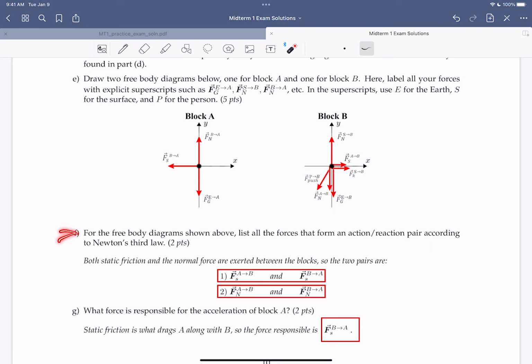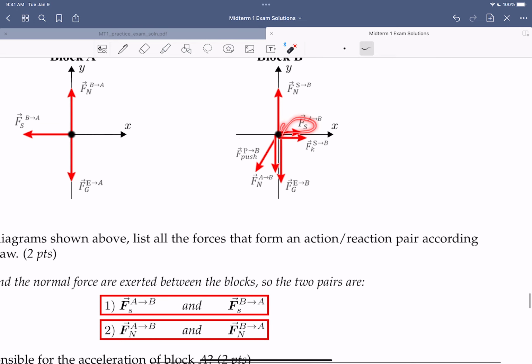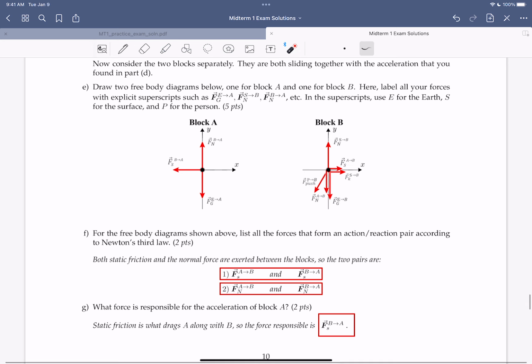And so for part F now, they're asking you to list all the forces that are action-reaction pairs. Static friction force should be an action-reaction pair because each force is kind of exerting its own grip, right? Box B is exerting a grippy force on A. A feels that. Box A is exerting a grippy force on B. Box B feels that. At the same time, right?